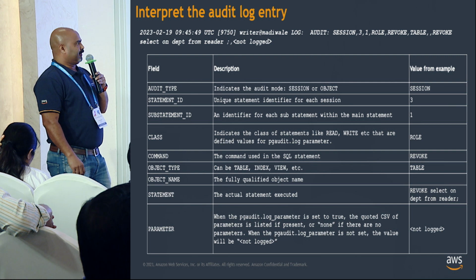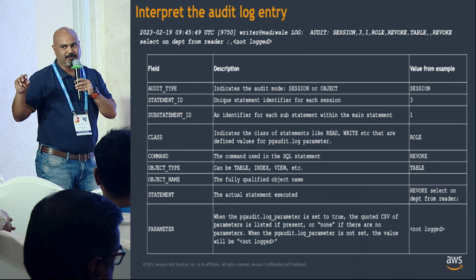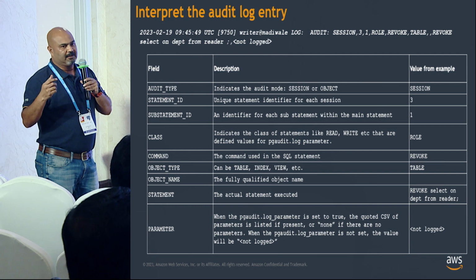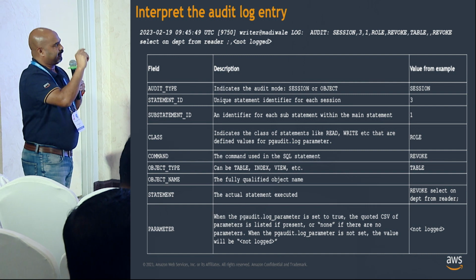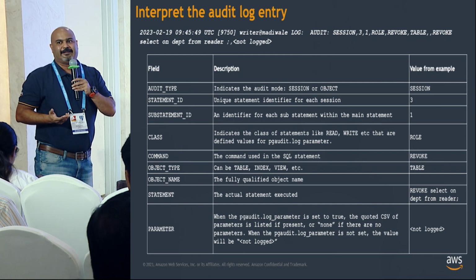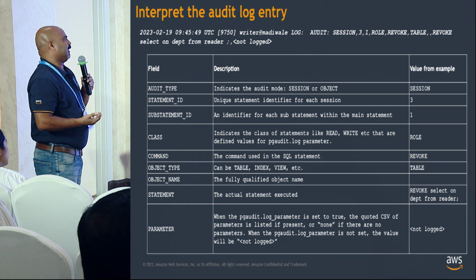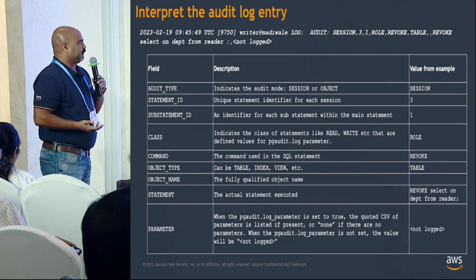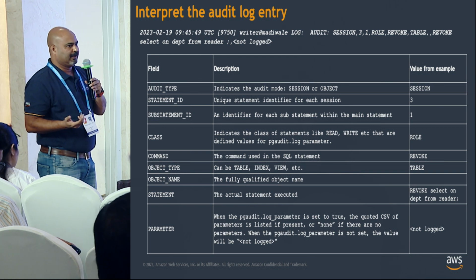Now the interesting part here is you will get an audit log entry for whatever information you are trying to log, based on the parameters you have chosen. A typical audit entry is at the top right, for one of the commands we are trying to see. But how do we interpret that log information? If you see the left-hand side, the audit type tells you whether it's session level or object level. Then the statement ID and the substatement, if there are multiple statements, and the class, whether it's a read, write, and so on.